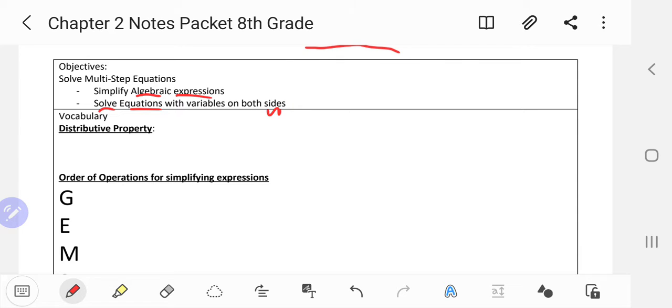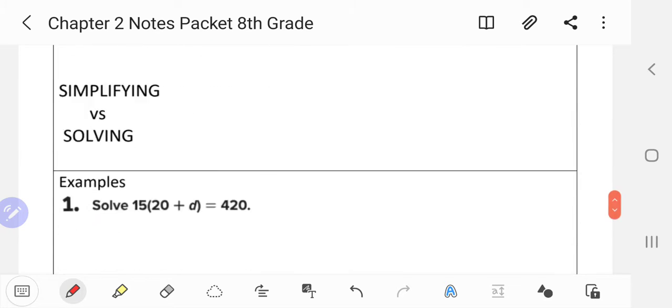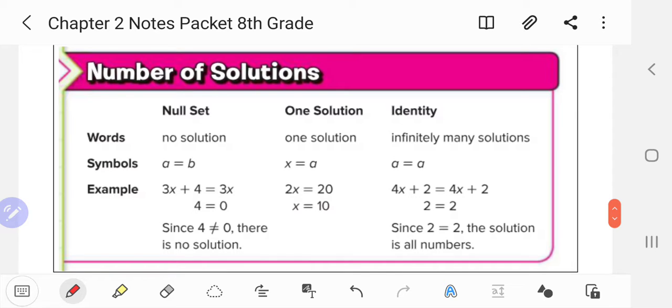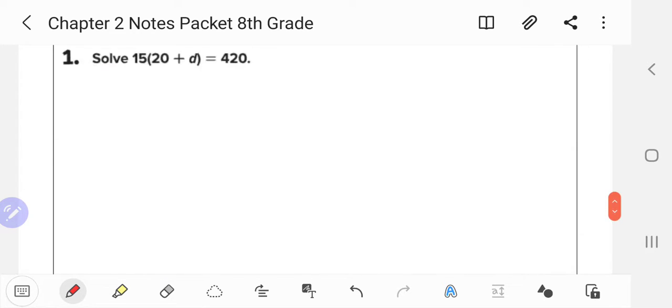Okay, we are simplifying algebraic expressions first, and then we're going to be solving equations. And those equations are mostly going to have variables on both sides. The other big objective is to understand what it means to have three new types of solutions. There's going to be no solution, one solution, and infinitely many solutions.